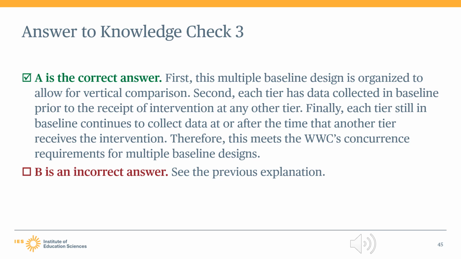Second, each tier has data collected in the baseline prior to the time any tier receives the intervention. All tiers start collecting data immediately at time 1, and Tier 1 doesn't start collecting intervention data until time 4. Each tier collects data continuously until it enters the intervention, so all tiers in the baseline continue to collect data at or after the time that any preceding tier receives the intervention.